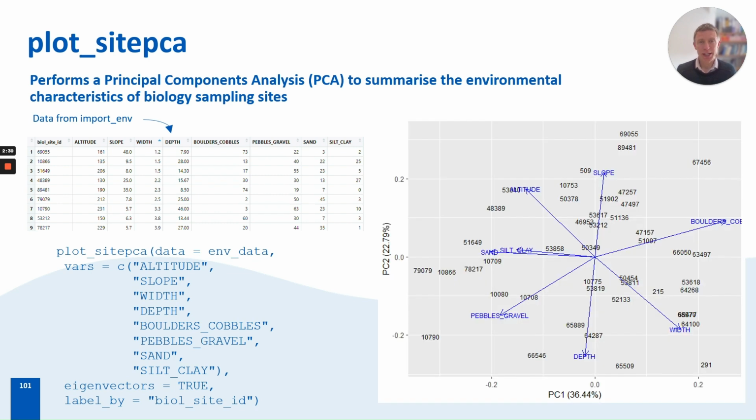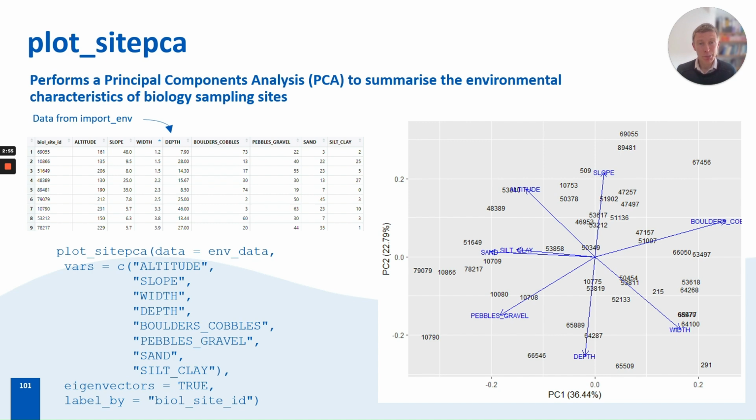What the PCA does is produce a biplot like this, whereby the sites, each here represented by their site ID, are mapped in a 2-dimensional space. The 2 axes, which we call the first and second principal components, are a product of the individual environmental variables that we fed into the analysis.